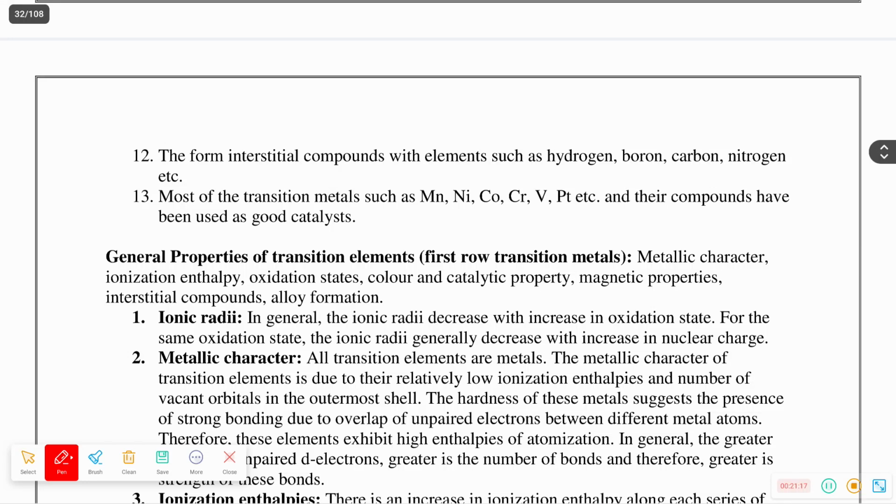Then the next property: most of the transition metals such as manganese, nickel, cobalt, chromium, vanadium, platinum, and their compounds are used as good catalysts. Catalytic property is due to variable oxidation state. So these are the important general characteristics of transition elements.